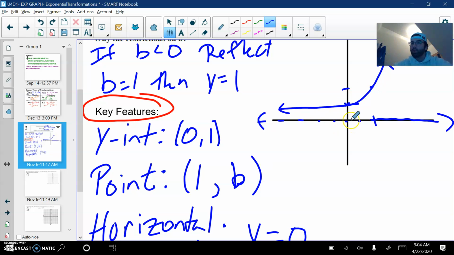If I shift it up, my horizontal asymptote will move up, my y-intercept moves up, everything moves up 1. If I shift it left, it doesn't affect my horizontal asymptote, but it does affect my points. So when you're graphing problems like this, all I ask is that you have these three key features.